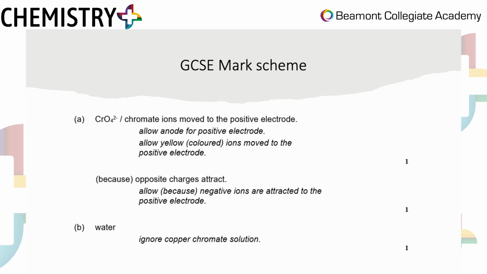So for A, chromate ions moved to the positive electrode, 1 mark, because opposite charges attract, 2 marks. And for B, it was water. Hydroxide ions are found in water.